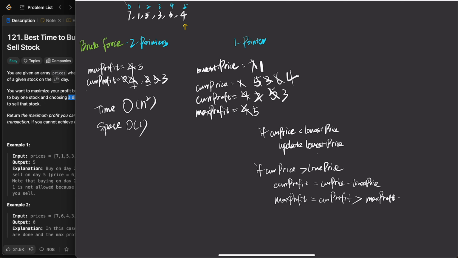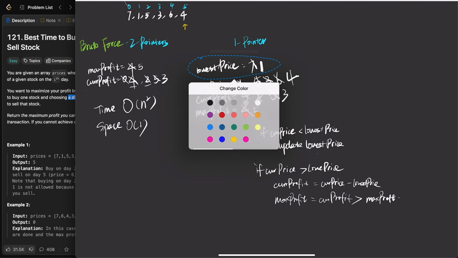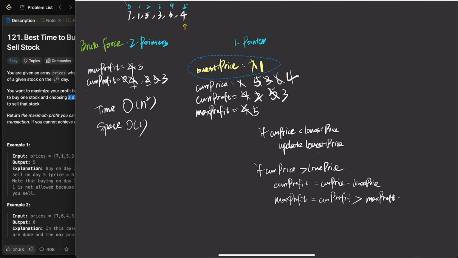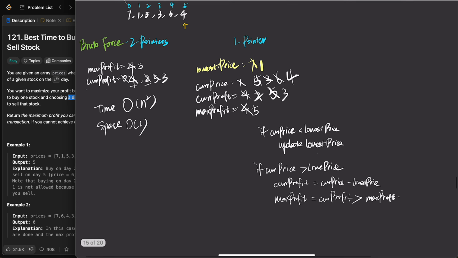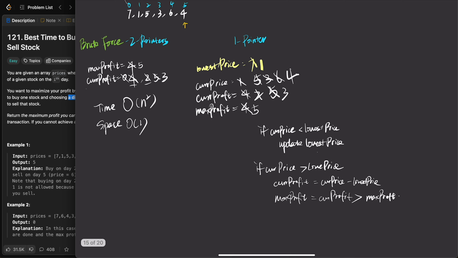Just to remember, we have to add one more variable to keep the lowest price. So when we remember the lowest price we have in the past, we can think about whether we should sell our price right now. All right, so I think this will be the best solution.